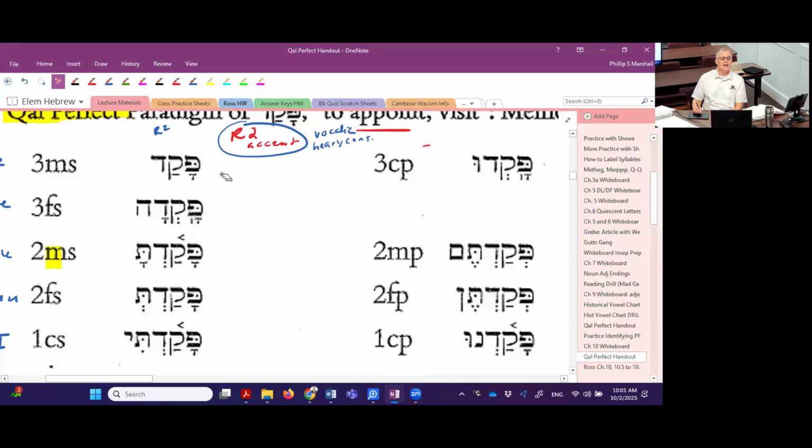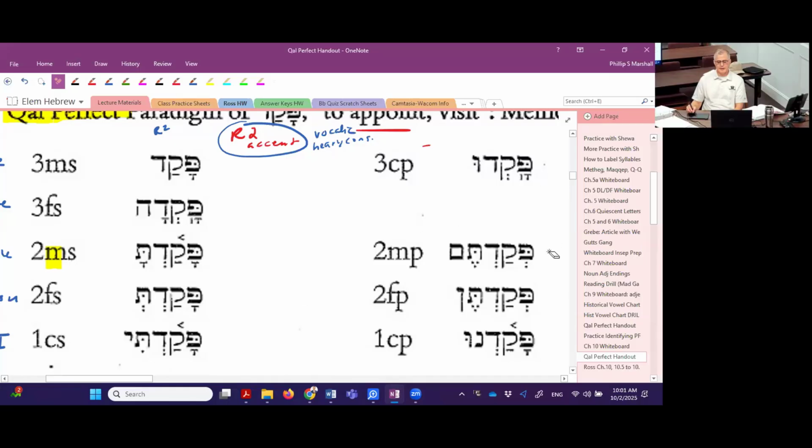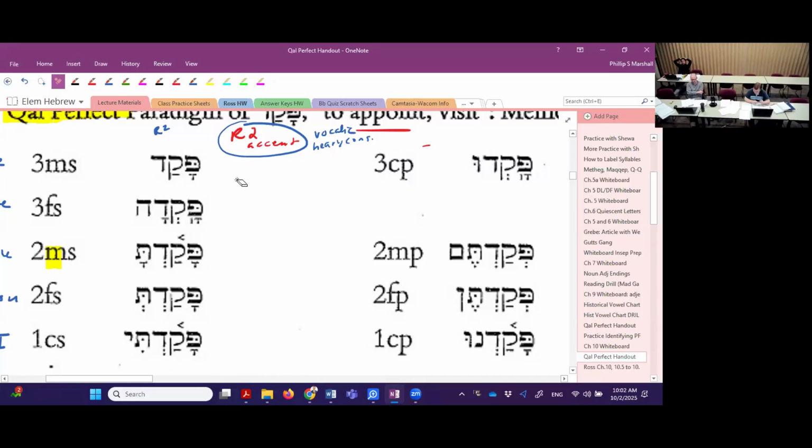Let's sing it all. Ready? Pakat pakada pakata, pakat pakati, pakadu pakatem pakaten pakadnu. That's the cow perfect conjugation.